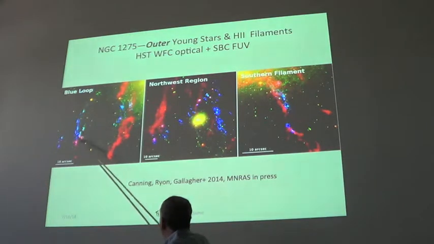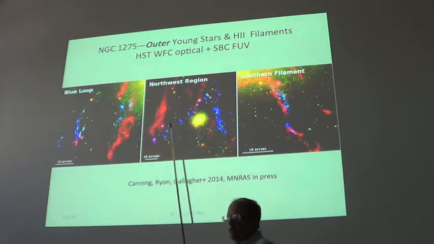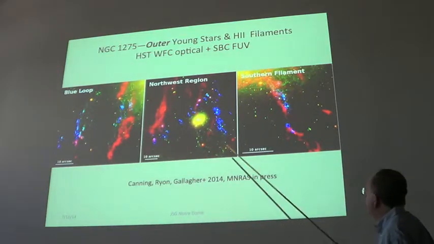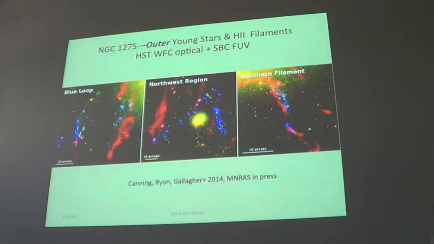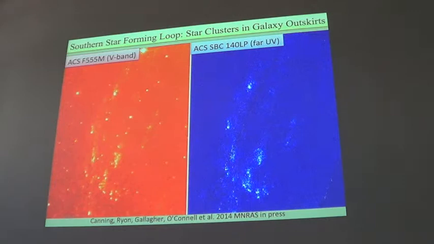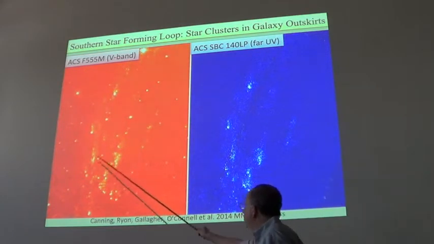Again, to give you an idea, this loop, which we're going to focus on, just think of this as being the rim of Andromeda. You've got the scale about right. Here's the northern structure. Here's one that is associated with a filament. And if you look in the ultraviolet, like this, with the solar blind channel, you see clusters of stars and diffuse star formation, both wavelengths.